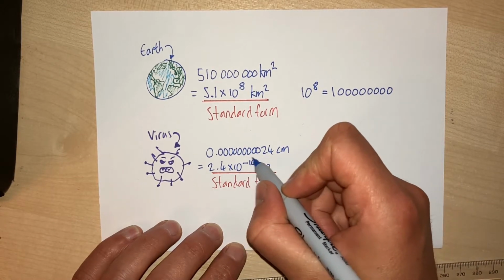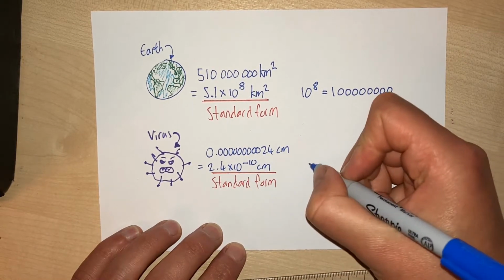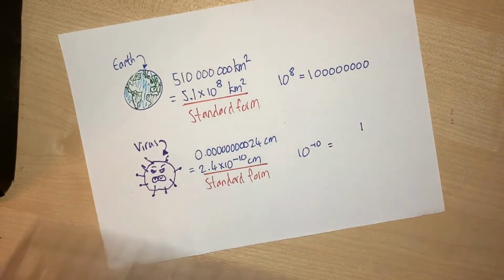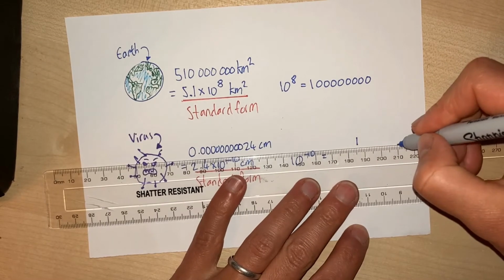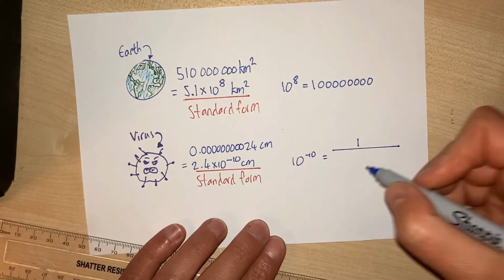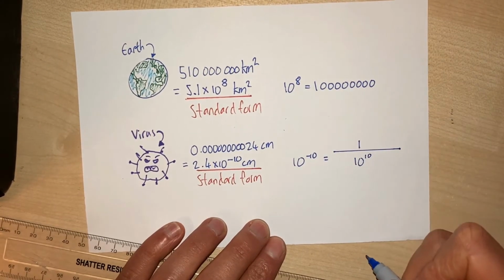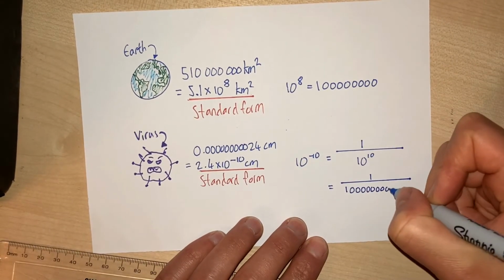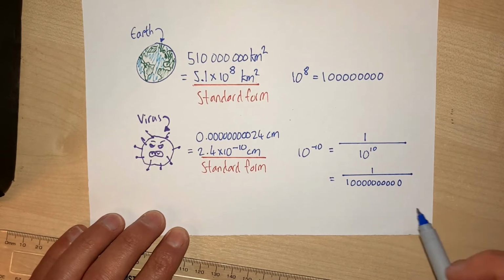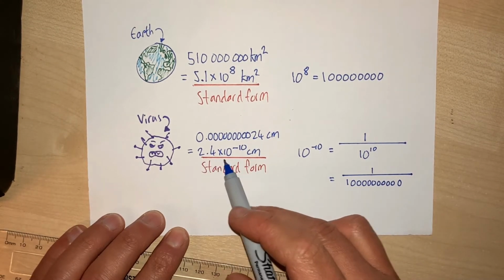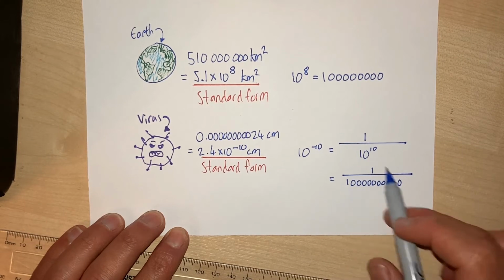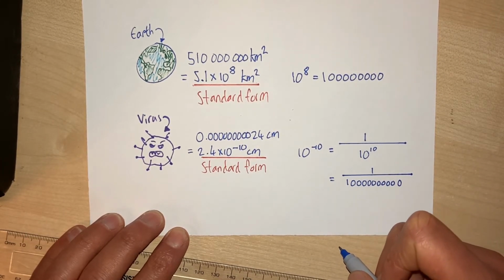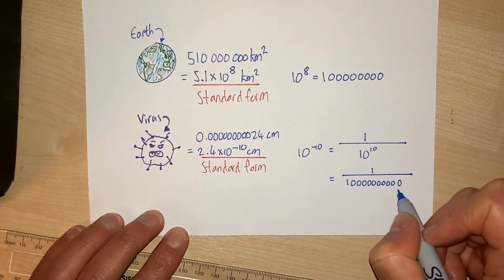10 to the power of negative 10. Let's consider that for a moment. This is 1 divided by 10 to the power of 10, which is this. This is why when we multiply 2.4 by 10 to the minus 10, we end up with a really small number. It has the same effect as dividing by this number here.